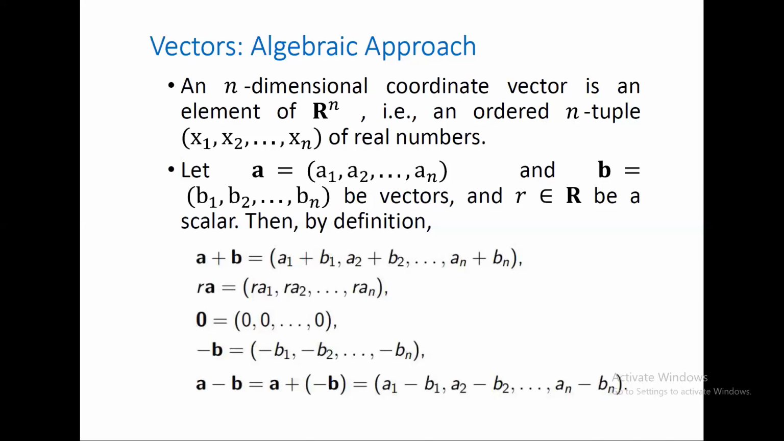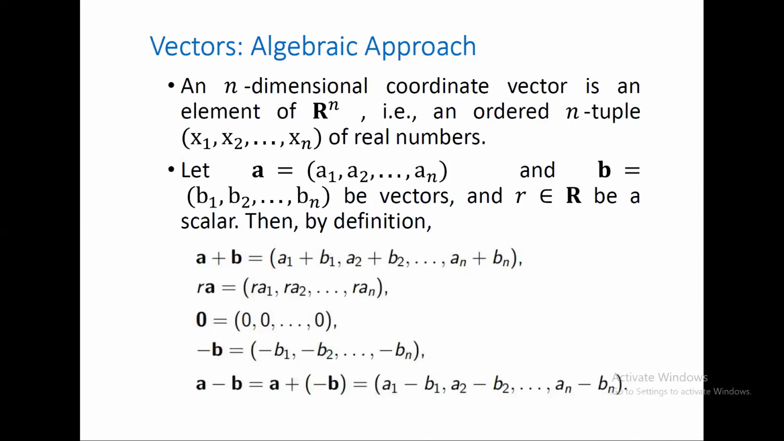Similarly, you can multiply the scalar r with any of the vectors A and B. So here r is multiplied with A, and r gets multiplied with each of the components or tuples. That is r into A1, r into A2, r into An. Then a zero vector is represented by an n-tuple which is 0, 0, 0, up to n elements. Similarly, you can negate either of the vectors A and B. So minus B is equal to each of the tuples getting negated, that is minus B1, minus B2, etc.